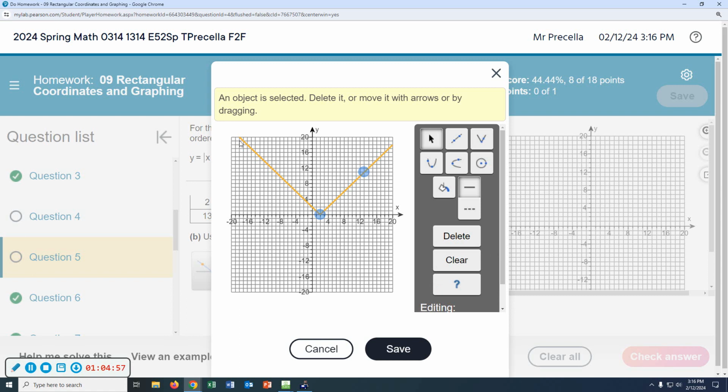But this graphing tool is similar to the parabola graphing tool that we're going to have in a couple of assignments when we look at quadratics in much more detail. You'll find the vertex and plot it. You'll find one other point, and they'll use symmetry to draw in the rest of the parabola.